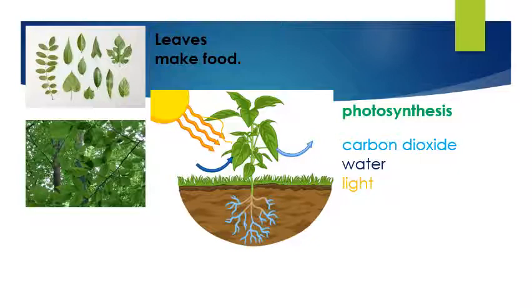This dark blue line here shows a gas called carbon dioxide that we cannot see. It's actually what we breathe out, goes into the leaf, and the water is coming from the roots at the bottom. This other blue line here is actually oxygen coming out of the leaves, and that is what we breathe in. Now, this is a really fancy word called photosynthesis. So leaves are there for photosynthesis. They make the food for plants.